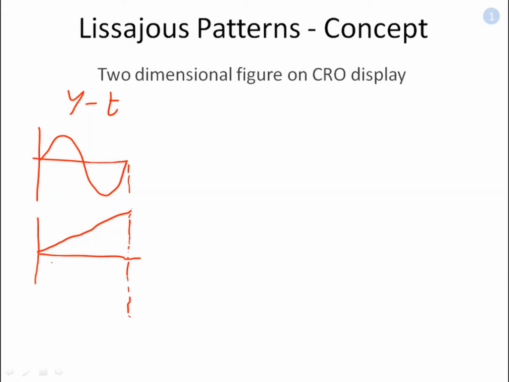So sweep signal is a ramp signal, as you know. So this should be a linear, slowly increasing but fast decaying signal. So many times we call it a sawtooth waveform. So how do we observe the pattern on the CRO screen?